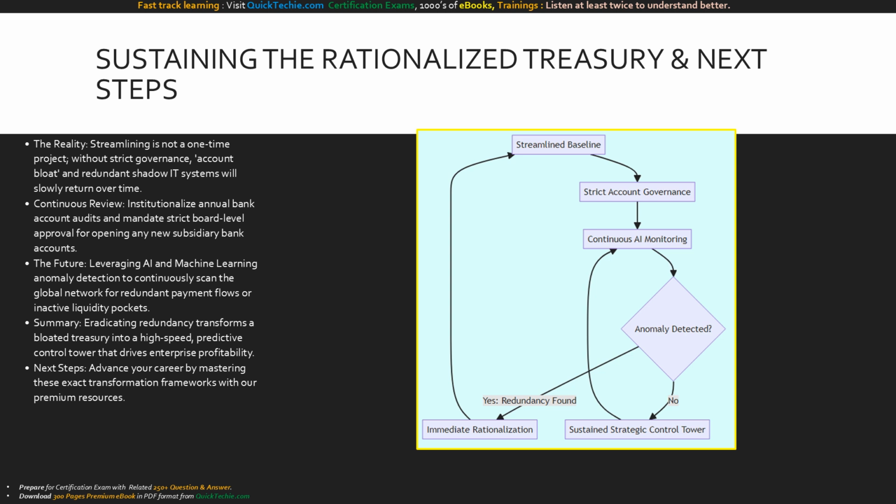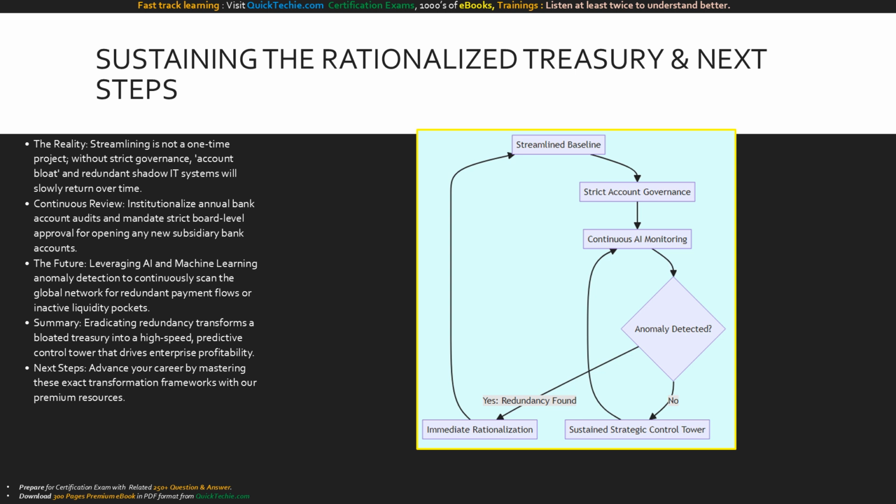Our final diagram illustrates the continuous improvement loop required to maintain your streamlined treasury. We start at our new streamlined baseline. This must be protected by strict account governance. We then apply continuous AI monitoring to scan the enterprise. This brings us to the decision diamond: anomaly detected.